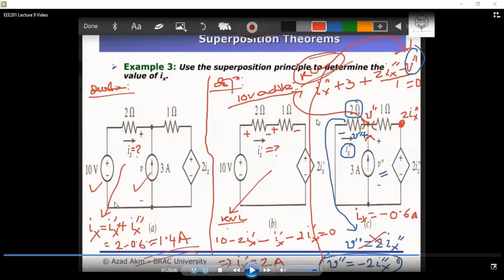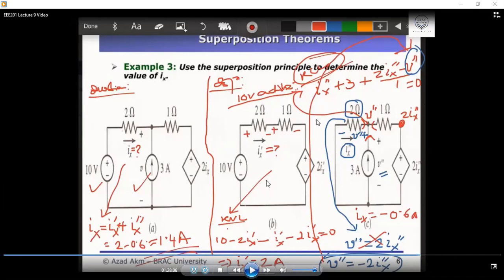So Ix double prime is minus 0.6, and Ix is made of Ix prime and Ix double prime. According to the superposition theorem, you have to add Ix prime, which is 2 ampere, and Ix double prime, which is minus 0.6. You substitute, and the final value is 1.4 ampere. That's the answer to this question. This is the critical area. If you all understand it, you can easily answer when the question comes in the quiz or final exam. Only this part is the critical part to understand superposition for this problem.